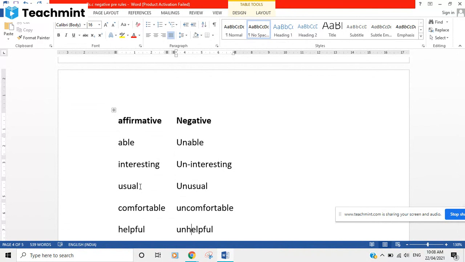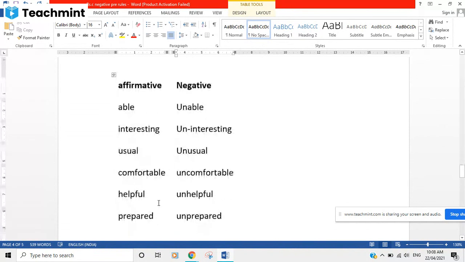Okay. Next, guide. Guide, misguide. Next, polite. Which negative prefix will you use before this word polite? Yes. Correct one. Im. We always use the negative prefix im before the root word polite in order to make it negative.